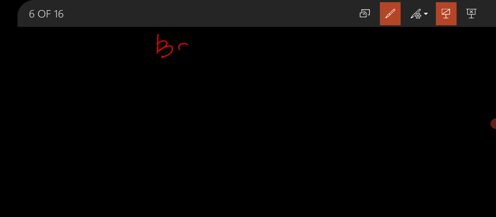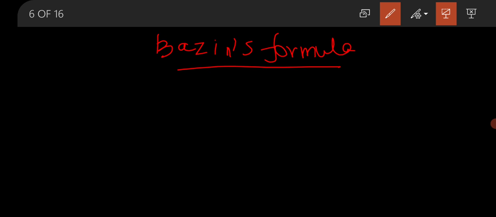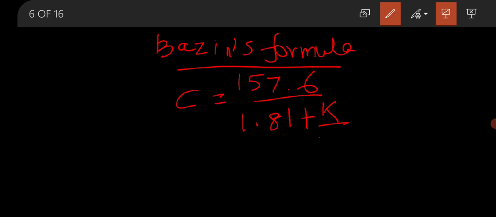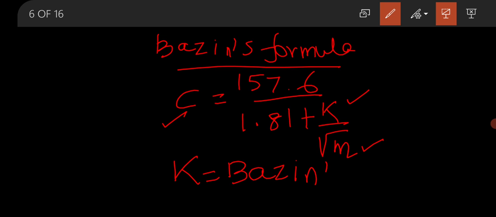Bazin's formula for finding the value of C is: C equals 157.6 divided by 1.81 plus K by root over of M. Here C is Chezy's constant, M is the hydraulic mean depth, and K is Bazin's constant. So this is the new constant, that is Bazin's constant.